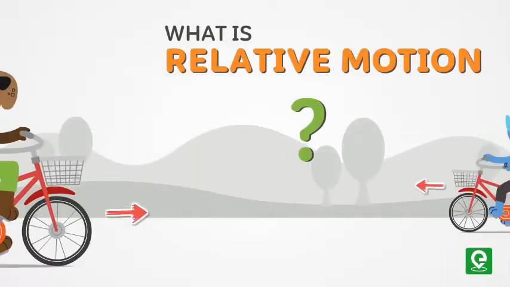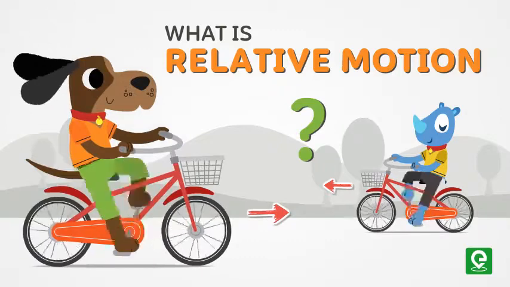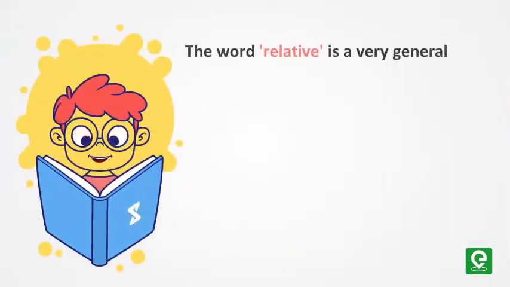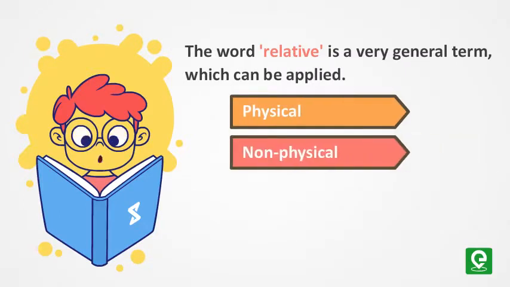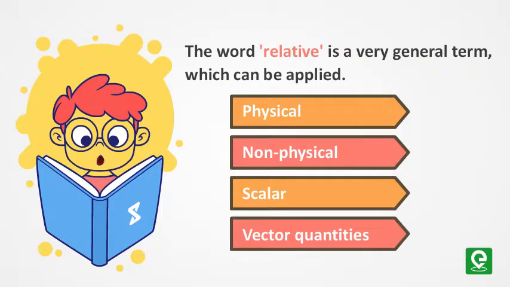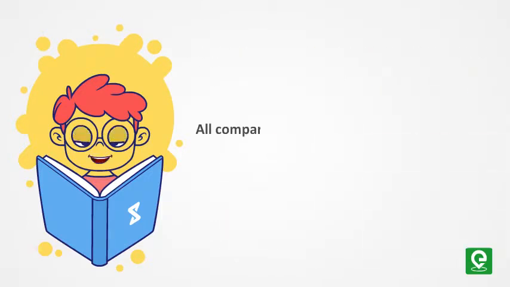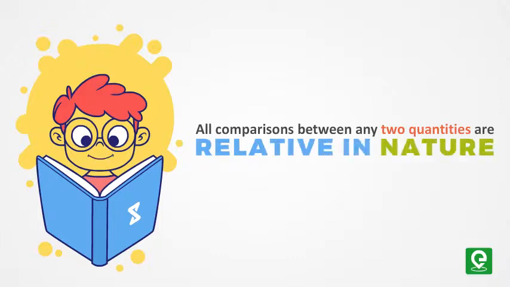What is relative motion? The word relative is a general term which can be applied to any physical, non-physical, scalar or vector quantity. All comparisons between any two quantities are relative in nature.